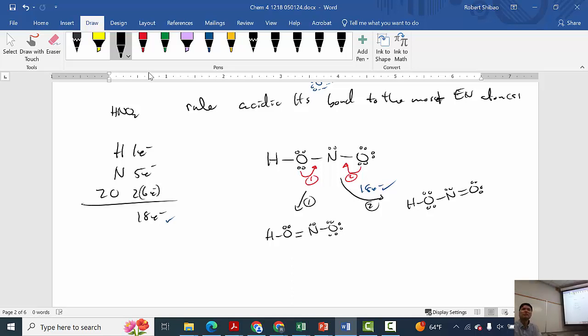Which one do you prefer? Option 1 or option 2? Both of them have an octet on all atoms, except for hydrogen, which is a duet. But think about it. We're out of time, so we're going to continue this on Monday.